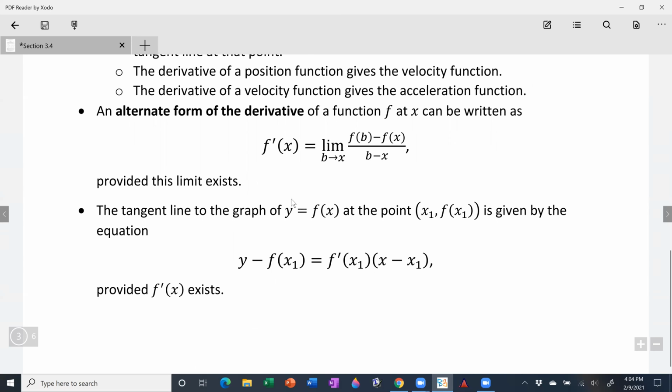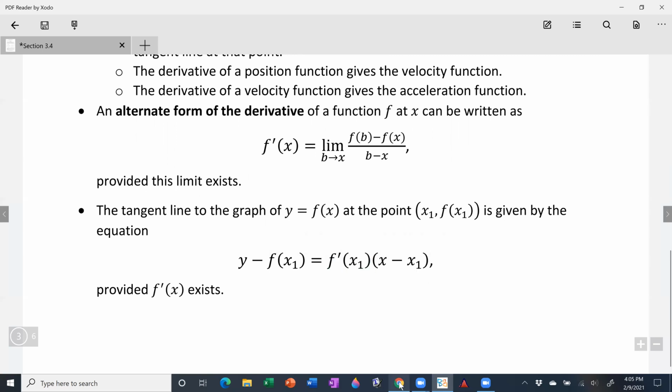And then the tangent line to the graph of y equals f of x at the point x1 comma f of x1, or you can think of this as a comma f of a, is given by this equation. And guess what? This is that point slope form that we've been using. So this is y minus y1 equals m, because f prime of x1 is the slope of the tangent line, times x minus x1.